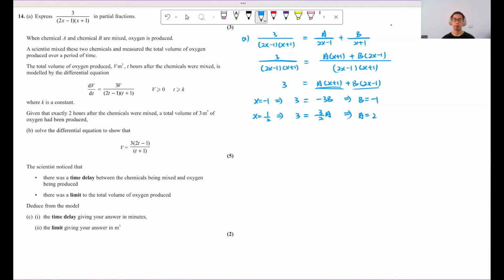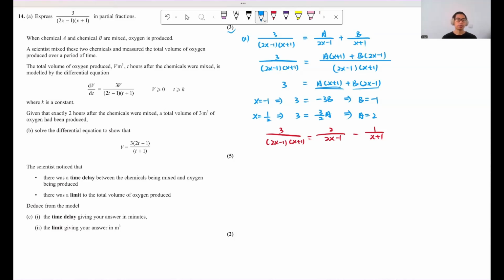So then we have our partial fraction, which would be 3 over (2x minus 1)(x plus 1) is equal to, the A value is equal to 2, so that would be 2 over (2x minus 1). And then B is -1, so it should be minus 1 over (x plus 1). So that would be the answer for part A. So 3 marks, nice and easy.